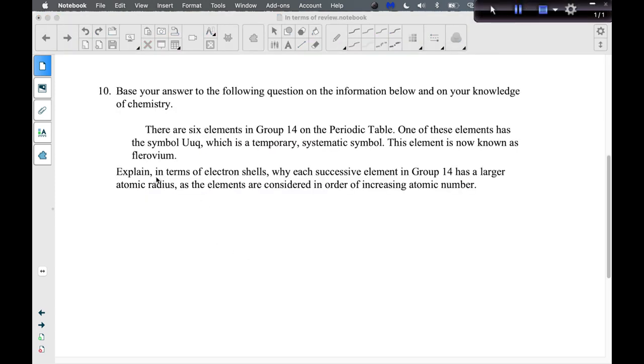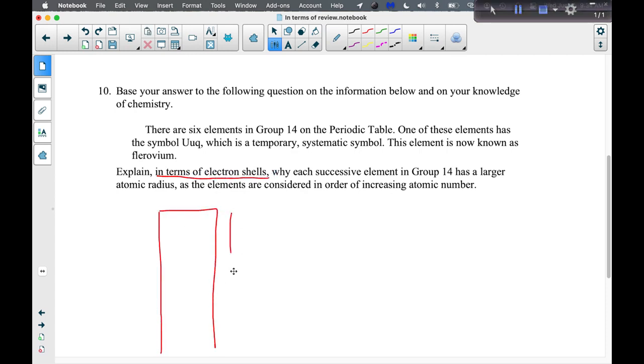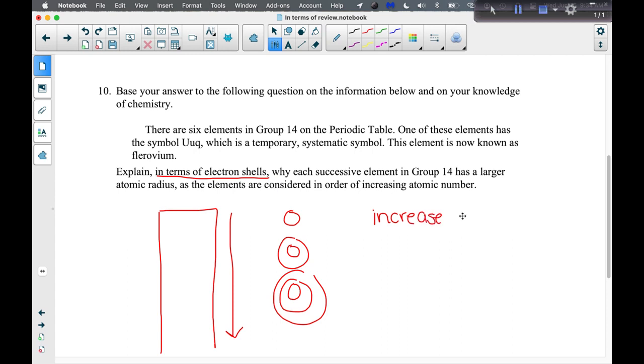The next question says, in terms of electron shells, why each successive element as we go down group 14 has a larger atomic radius. And remember, as we go down a group, we increase the number of electron shells.